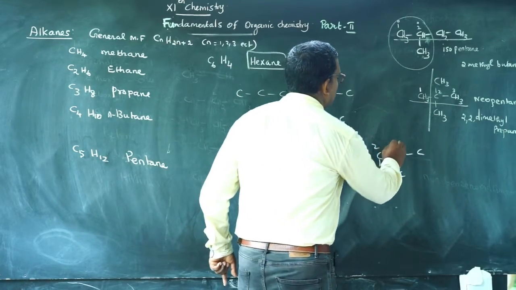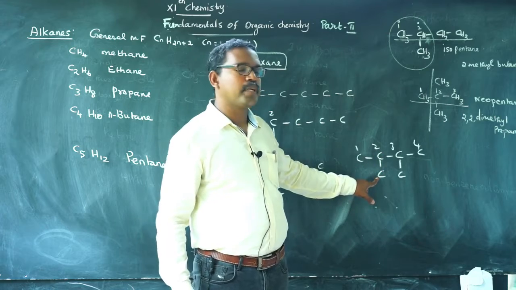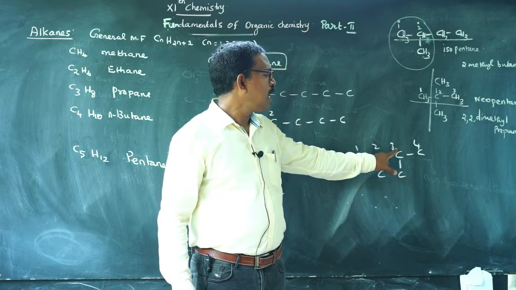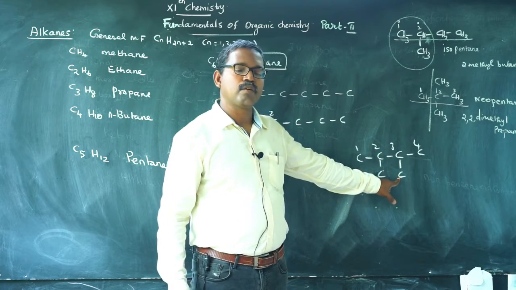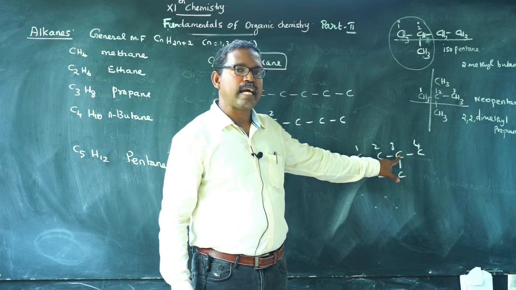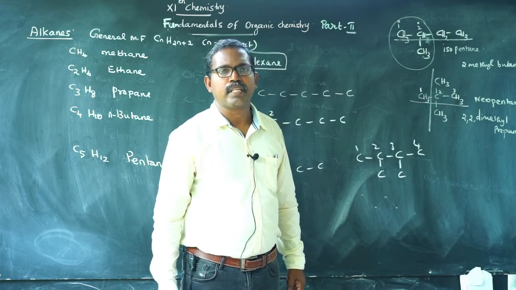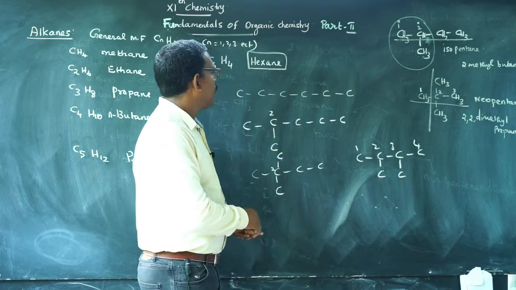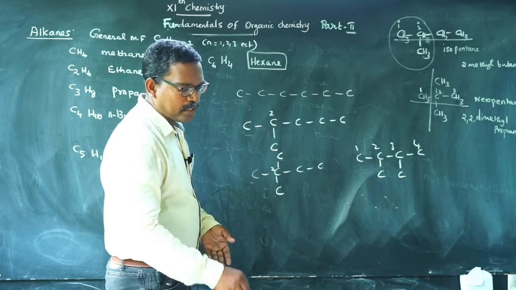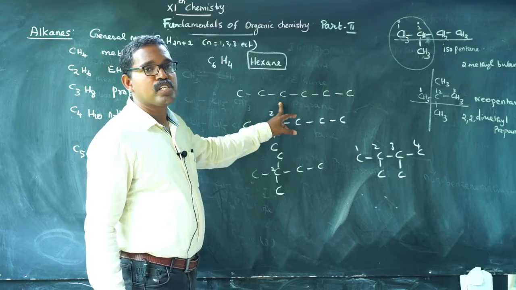Numbering this compound 1, 2, 3, 4: on the second carbon one methyl group is a substituent, and on the third carbon another methyl group is a substituent. Therefore, 2, 3 dimethyl butane. What is the carbon chain or the bond line representation of these compounds?